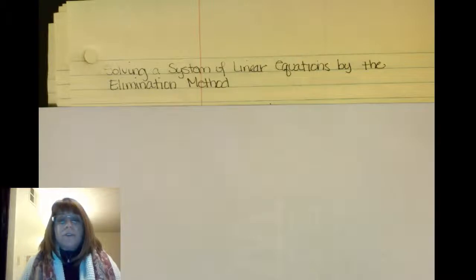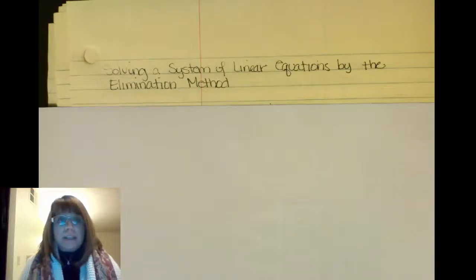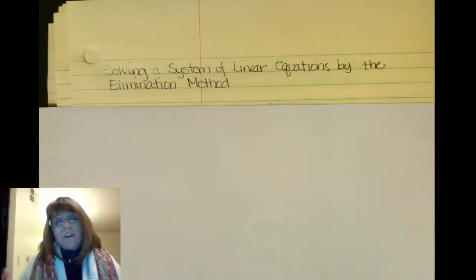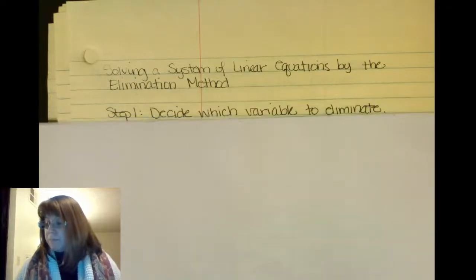Now we've gone over 3 methods to solving systems of linear equations. The first one was graphing, the second was elimination, and the third now is substitution. I need to take a step back and talk about solving the system of linear equations by the elimination method. And there are several steps, and some of them are very similar to the substitution. But let's go over these one by one.